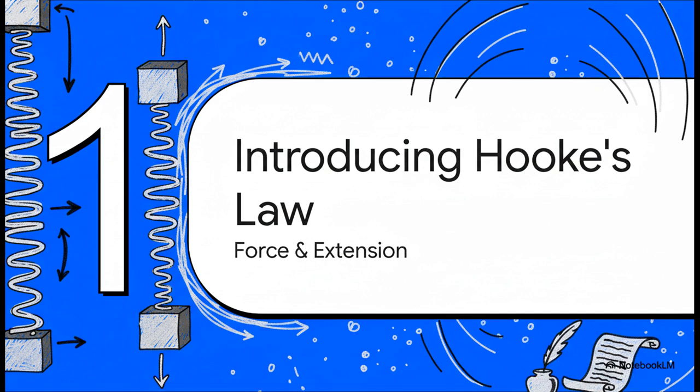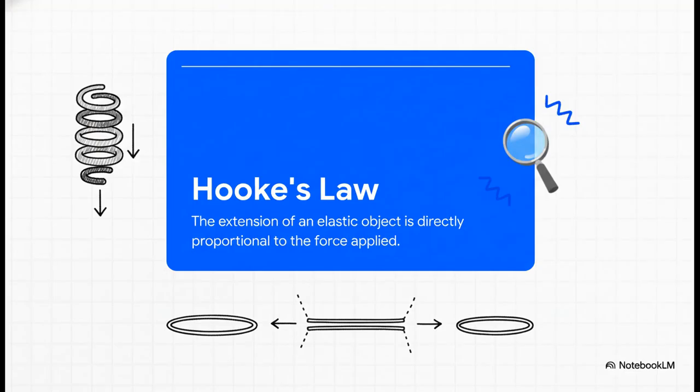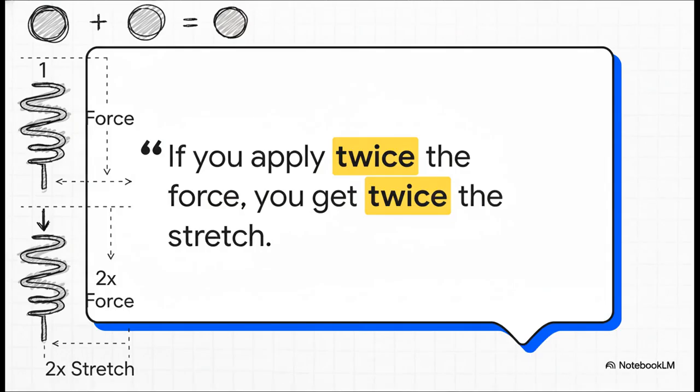Well, that brings us to the star of the show, a super elegant but really powerful rule discovered way back in the 17th century. And here it is. It's called Hooke's law. All it really says is that the extension, which is just a fancy way of saying how much something stretches, is directly proportional to the force you put on it. I know, directly proportional sounds kind of like textbook jargon, but trust me, the idea behind it is super, super simple. In fact, this quote breaks it down perfectly.